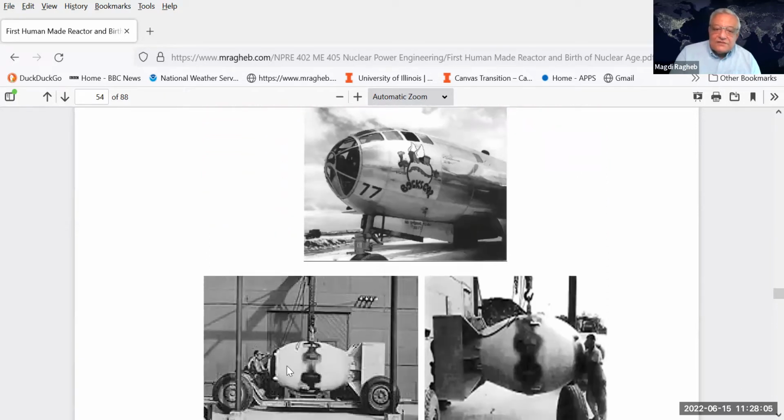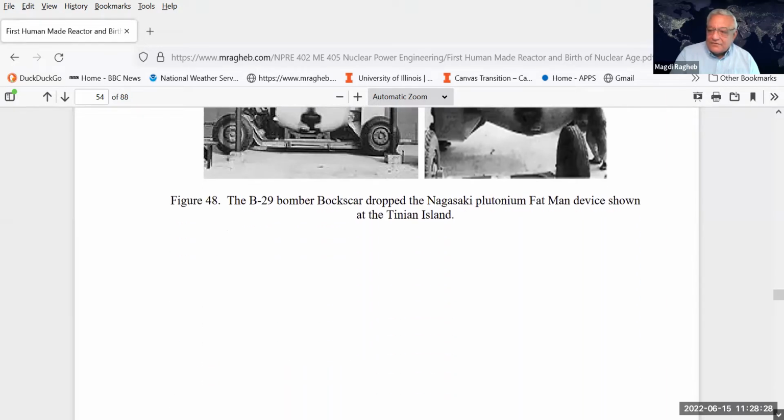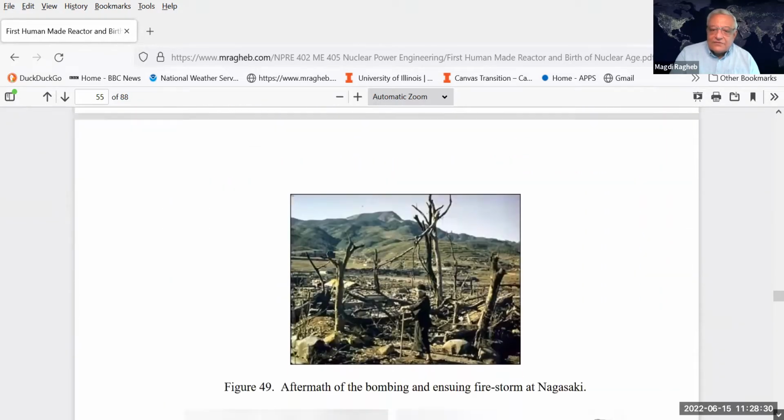As I suggested, the Fat Man, the device dropped on Nagasaki, this is the actual device. It was sent by a cruiser, the Indianapolis, to Tinian Island in the Pacific, then taken by that Boxcar B-29, the one that dropped it on Nagasaki. So we are here dealing with the history.